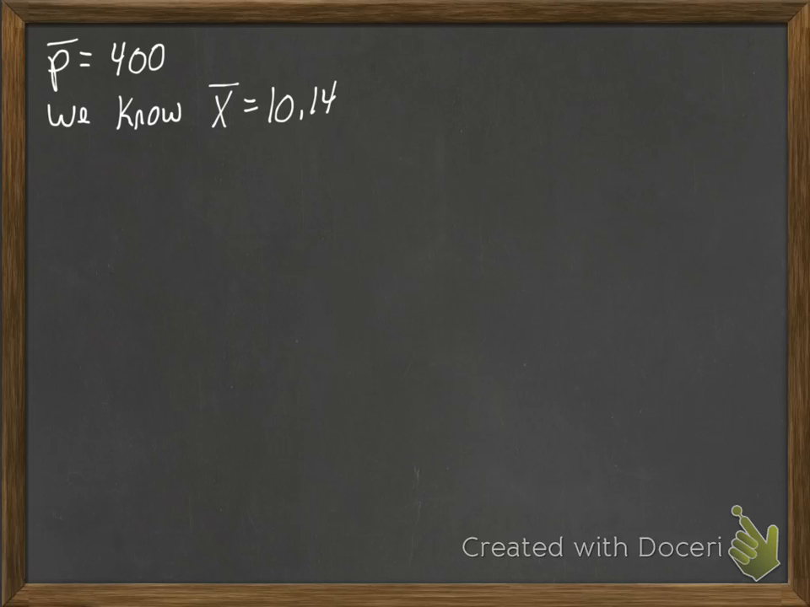And we want to find the consumer surplus. So we do the integral from 0 to that 10.14. And then our demand equation was 600 e to the negative 0.04x, and then minus our P bar.